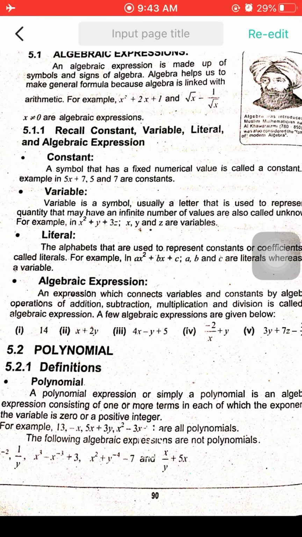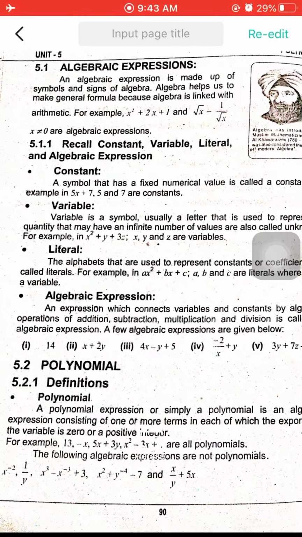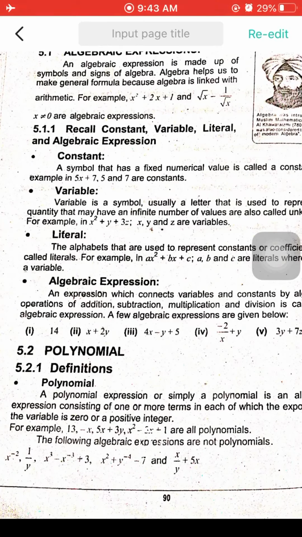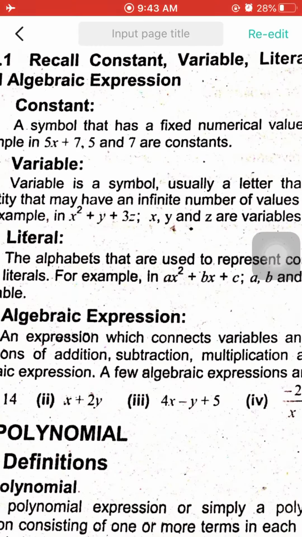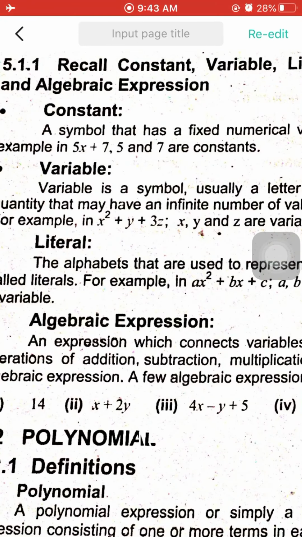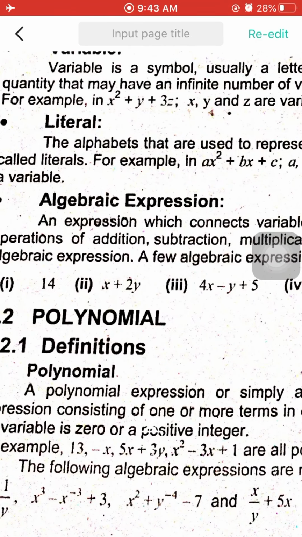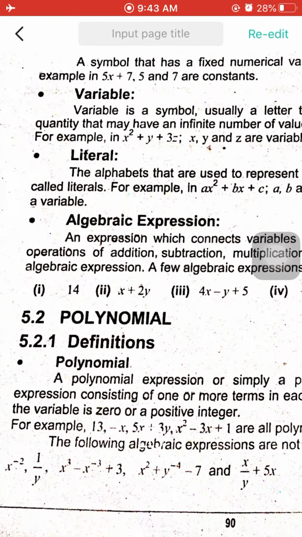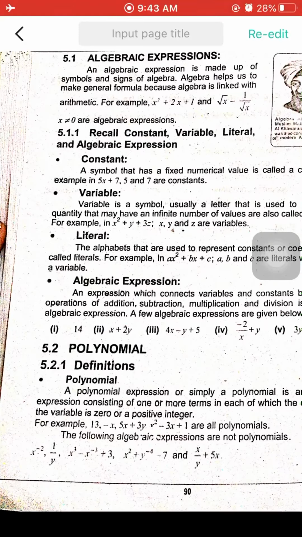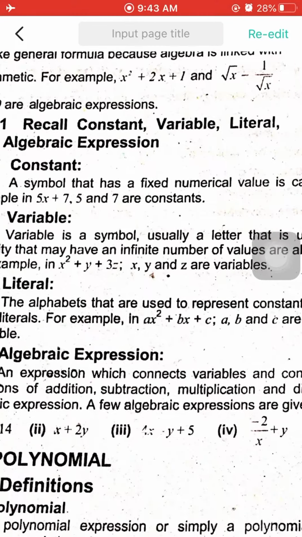Today, students, we start chapter number 5. In this lecture, we discuss algebraic expression, what is constant, what is variable, what is literal, what is algebraic expression, and what is the definition of polynomial. First of all, students, we will start with algebraic expression.